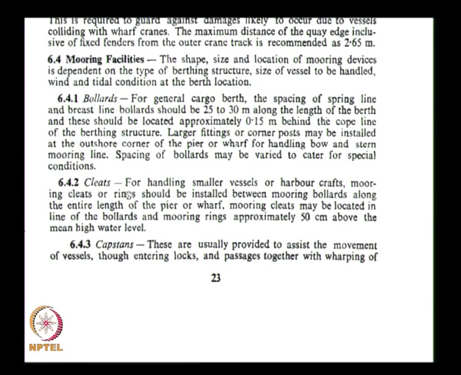The cleat is for smaller vessels, and capstan is the one which is used in dry docks and other places to assist the movement of the vessel.